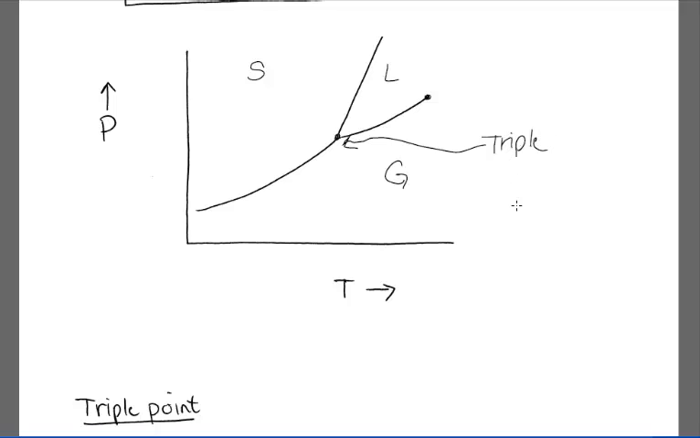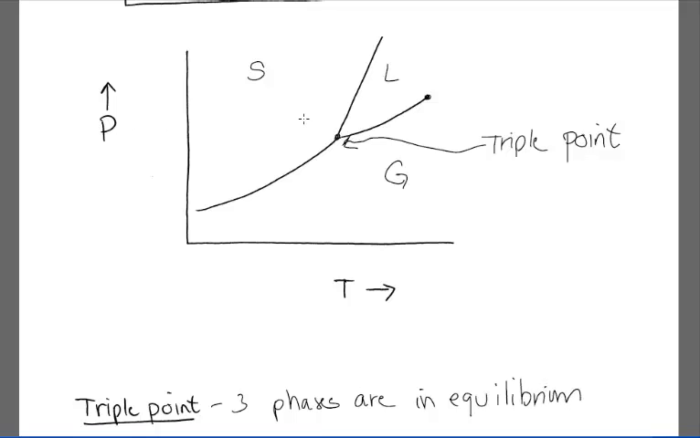So there's one particular point where the solid, the liquid, and the gas are all in equilibrium together, and there's only one point. So the three phases are in equilibrium at the triple point. There's one particular pressure and temperature where all three phases can be present in equilibrium at the same time. Then there's another point out here which is known as the critical point.